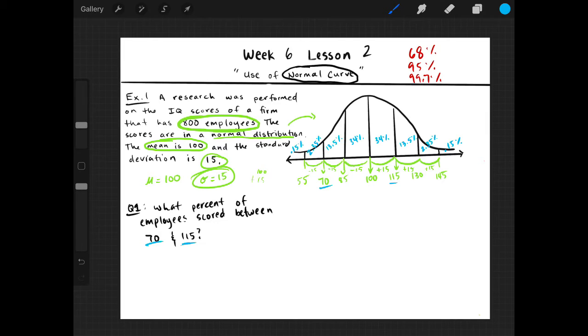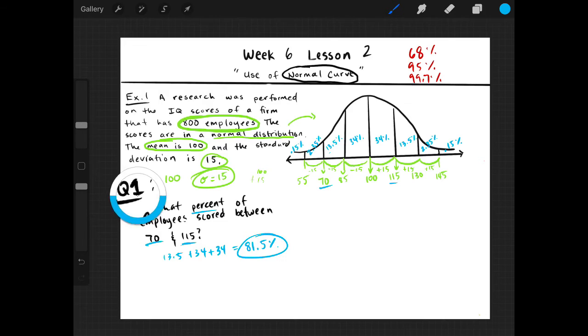We're just going to go 13.5 plus 34 plus another 34, and that's going to tell us the total percent of employees that scored in between 70 and 115. So 13.5 plus 34 plus 34, and you should get something like 81.5. Keep in mind, it's asking us for percent, so make sure you put that. 81.5% of employees scored between 70 and 115.